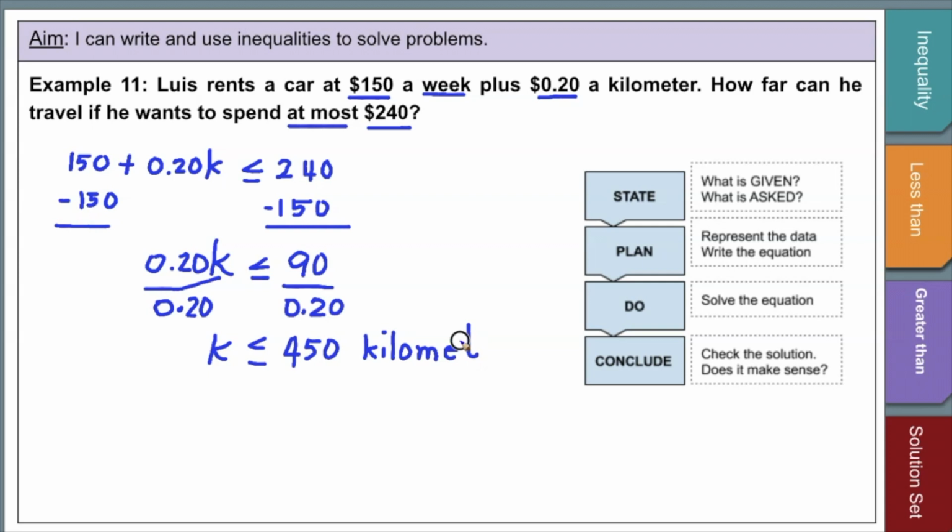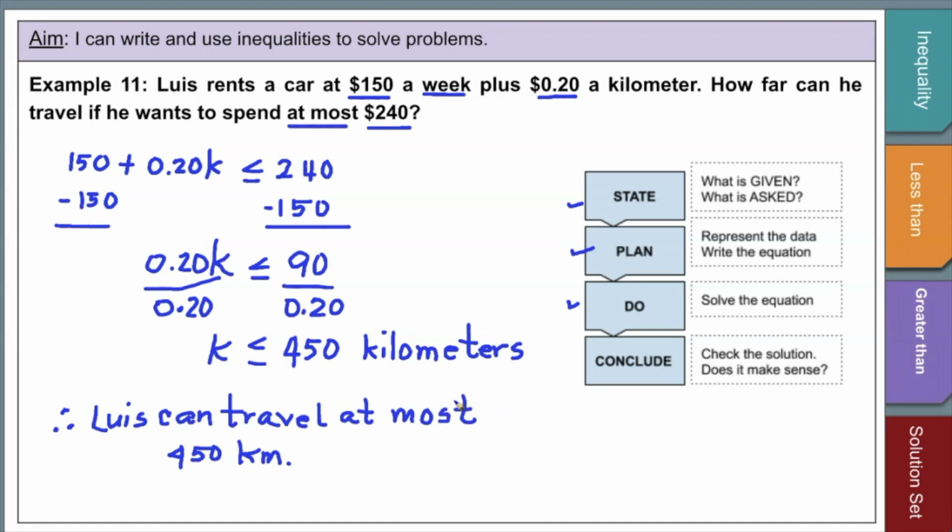Let's try to check. We have stated what is given and what is asked. We have represented our data using constants and a variable k. We have written our inequality and we have solved the inequality. We know that k is less than or equal to 450 kilometers. Now, what does this mean? The last step. Let's interpret. This means that Luis can travel at most 450 kilometers if he wants to spend at most 240 a week.